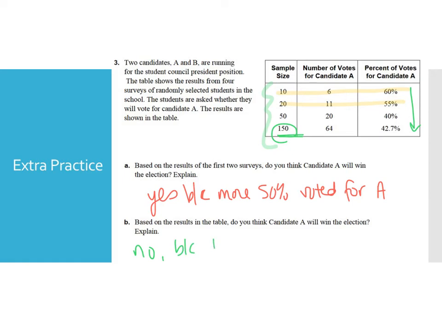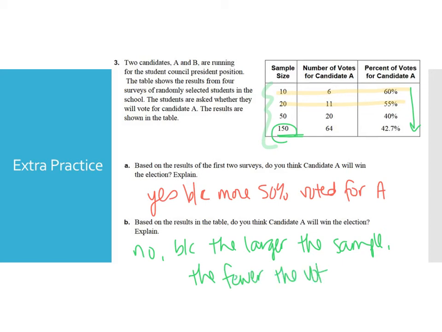No, because the larger the sample, the fewer the votes. So this is like anything, if I go ask one person, are you going to vote for A or B? I have that data, but the more people, if I ask 10 people or 20 people versus 50, 100, 200, 400, the larger my sample, the more accurate my data is. And so that's what we're seeing there for B.